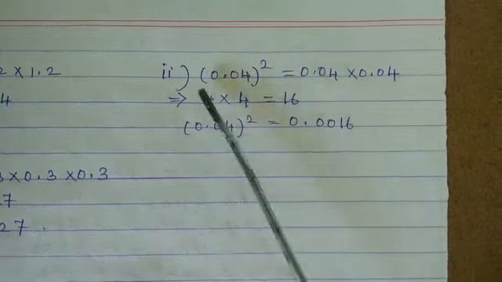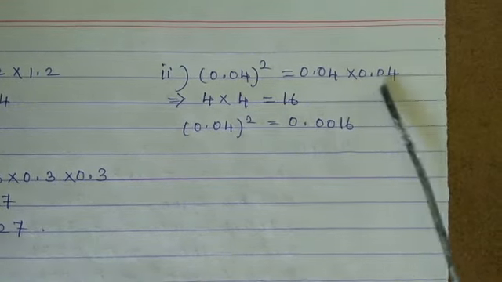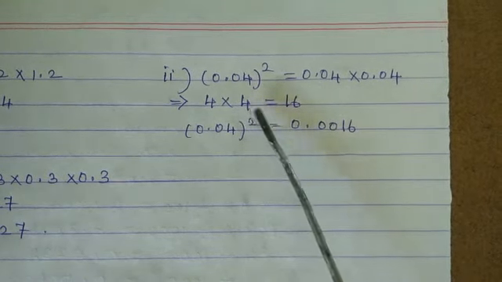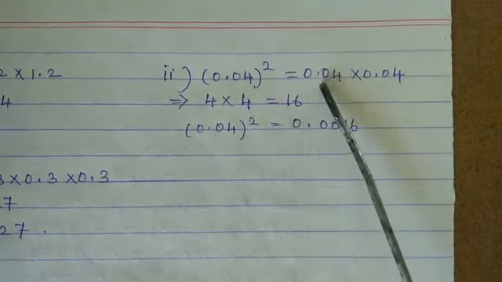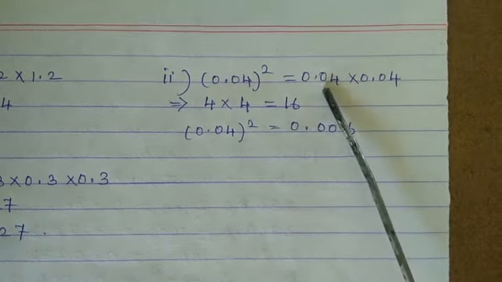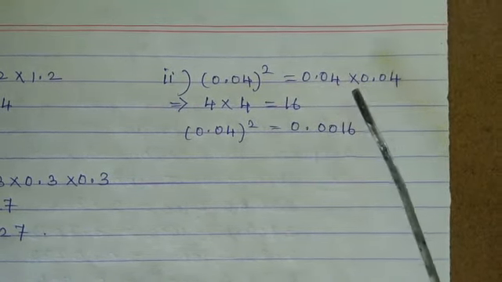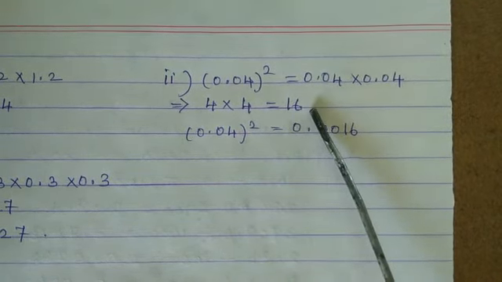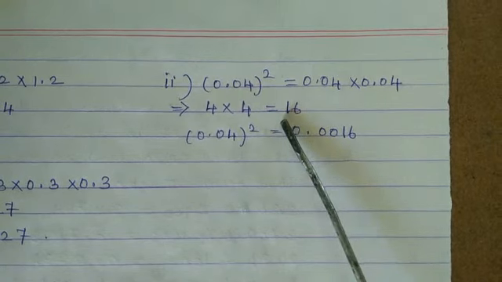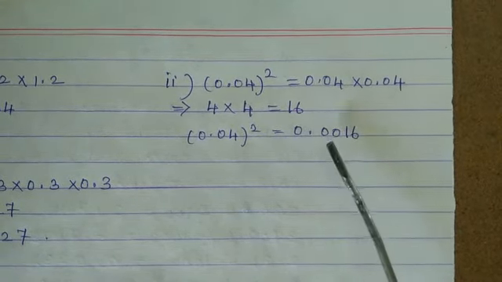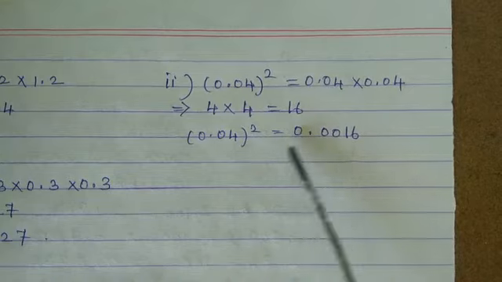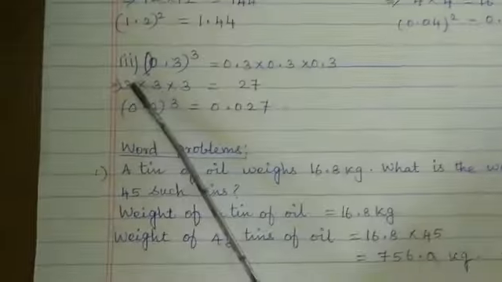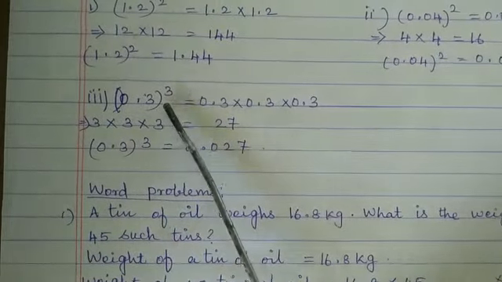Another question, 0.04 the whole squared. That means 2 times you have to multiply 0.04. After that you remove the decimal point, that is 4 into 4, that is equal to 16. Here the number of decimal places in the given question is here 2, here 2. So 2 plus 2 is 4. But our product contains how many? There are 2 places here. We need 2 more places. So after the decimal point we will add 2 zeros. That means 0.0016.